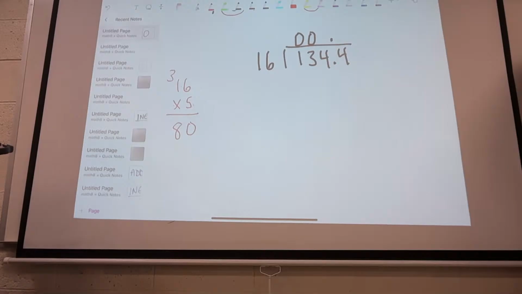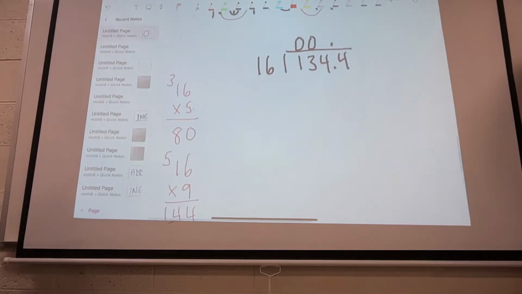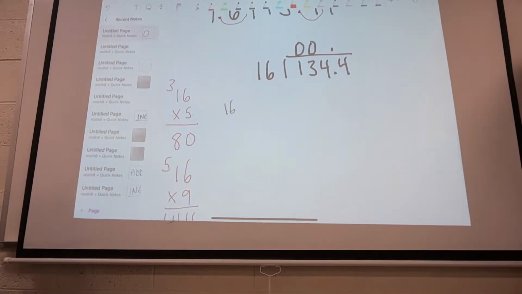80. Too small. Try 9. All right, we can do 9. 9 times 6 is 54. Carry the 5. 9 plus 5 is 14. 144, too big. Then let's try 8. I'll do 8 right here. 6 times 8 is 48. Carry the 4. 8 times 8 is 64, plus 4 is 68. 128. Okay, so it's going to be that.